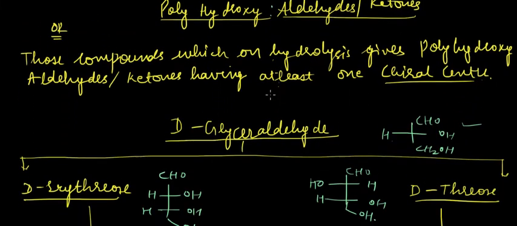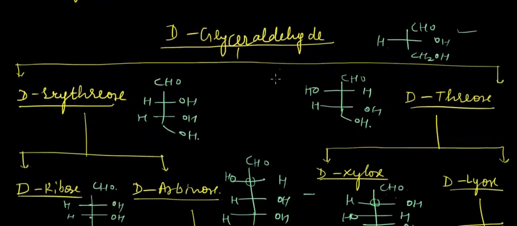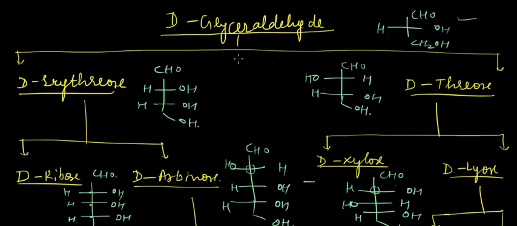Now we'll be looking into some categorization of glyceraldehyde, which has the structure of one CHO, one CH2OH, and OH and H on one carbon atom, which is the chiral center as well. It is subcategorized into two compounds, D-erythrose and D-threose, which is nothing but the OH group on the right hand side and OH on the left hand side.